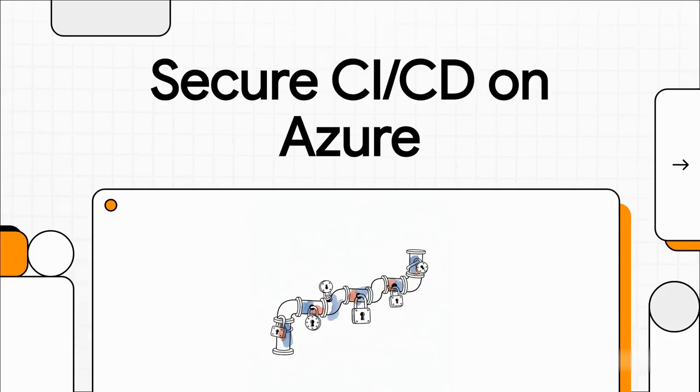All right, today we're diving into how to build a really secure CI/CD pipeline on Azure. This is the backbone of modern software development, but honestly, it's also a place where some pretty nasty vulnerabilities can sneak in if you're not careful. So let's follow a piece of code on its journey and figure out how to lock everything down step by step.